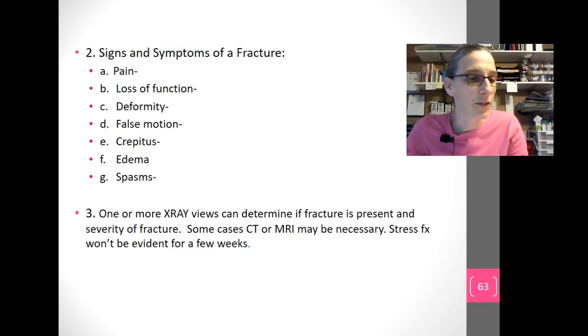All right, signs and symptoms of a fracture. Pain is the most common symptom. Loss of function. Patients can't use that extremity.